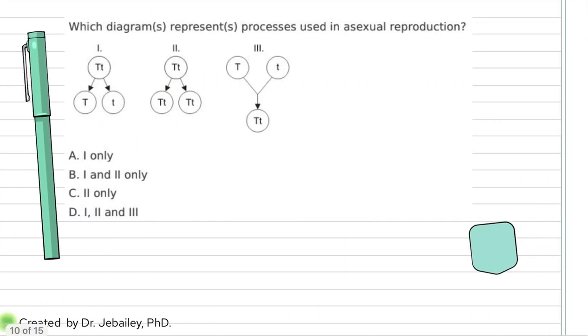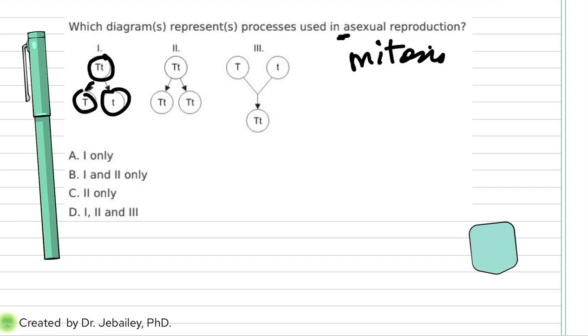All right, the next question here. Which diagram represents a process used in asexual reproduction? When I say asexual here, we're talking about mitosis. If I only said sexual, then it would be meiosis. So here we have a cell that is splitting into two and sending its genetic material. Here we also have a cell that is splitting into two and sending its material. But what's the difference between these two?